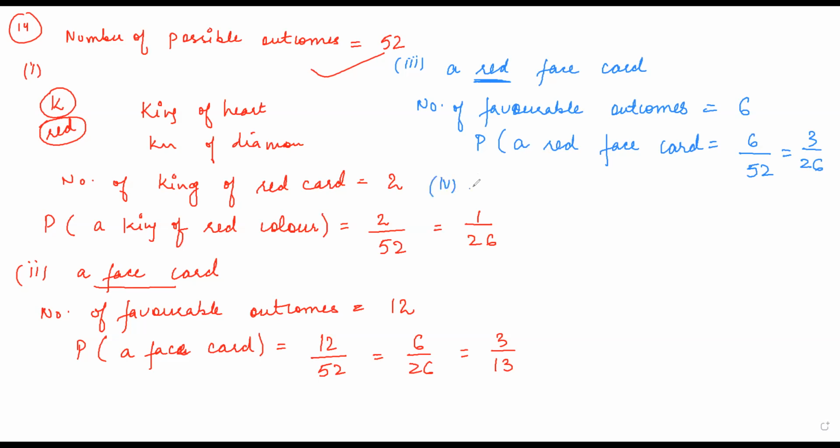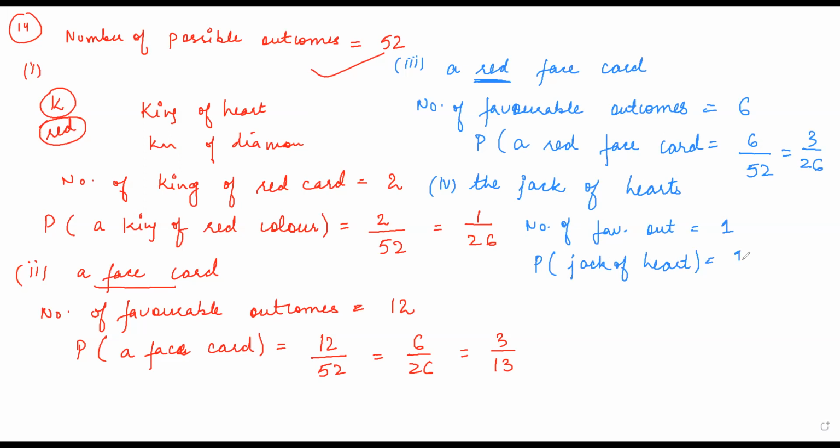Now, fourth, you want the jack of hearts. Okay, Manha, how many jacks of hearts are there? Ma'am, 1. That's it. So the number of favorable outcomes is only 1, right? Out of 52. So the probability of the jack of hearts is 1 divided by 52. That's it.